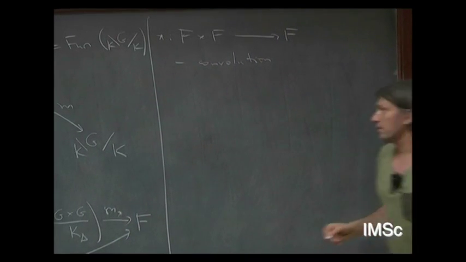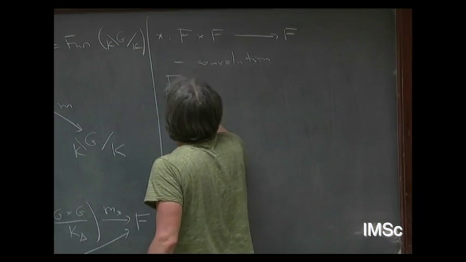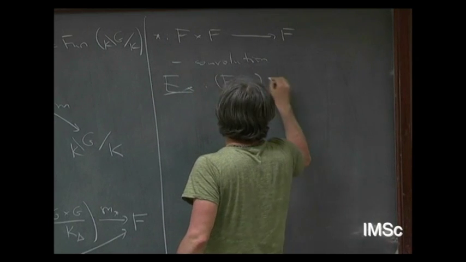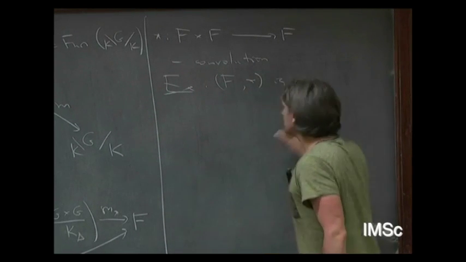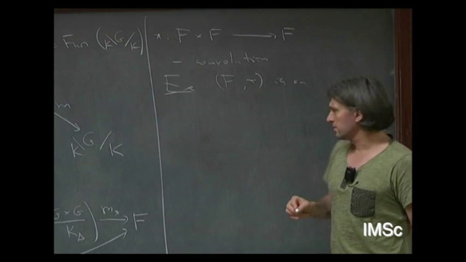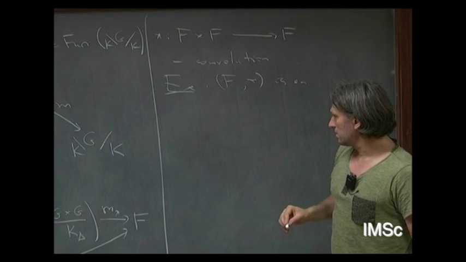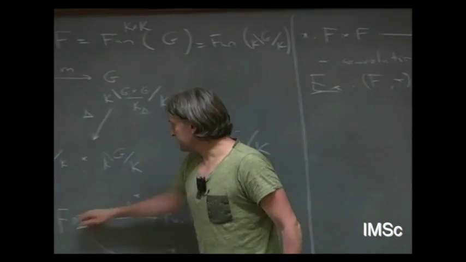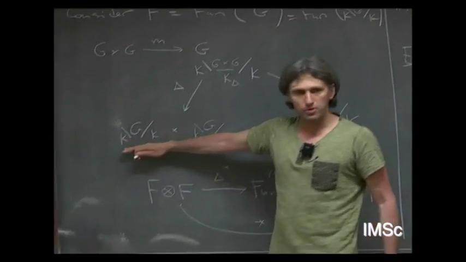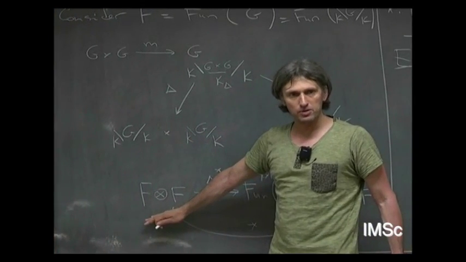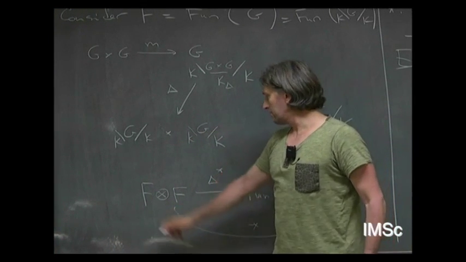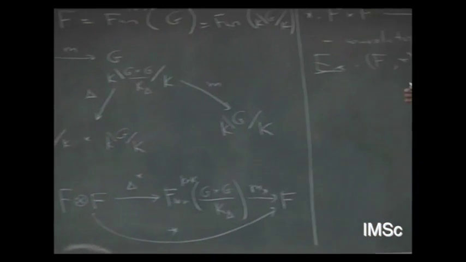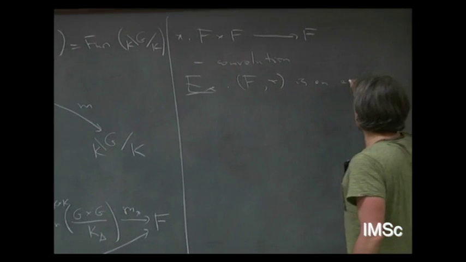And a very easy exercise tells us that F with convolution is an associative algebra. You mean a cross? I didn't say a cross. F is functions. F is functions on each of these. So functions on the product are the tensor product. The basis here is given by the product, right? So it is an associative algebra.